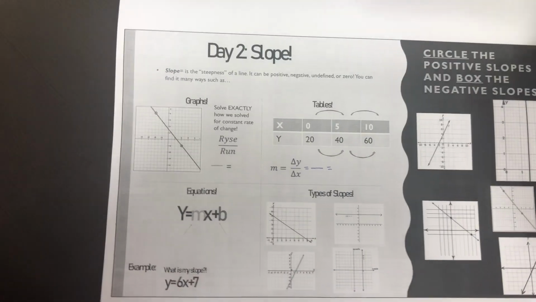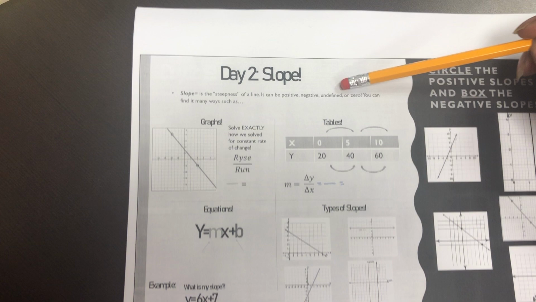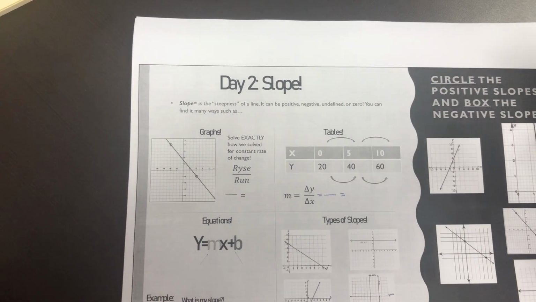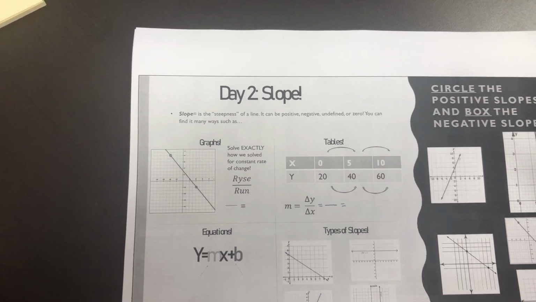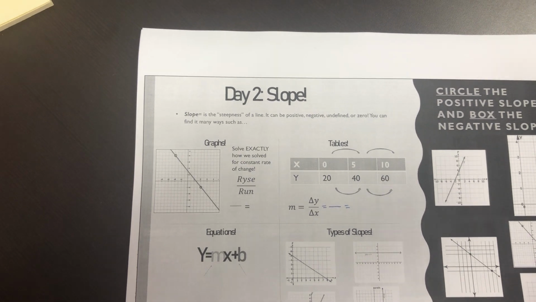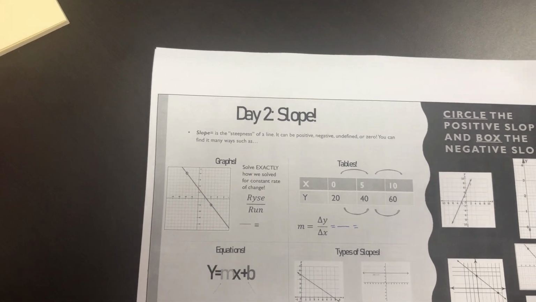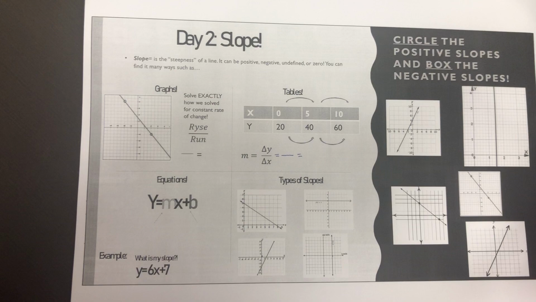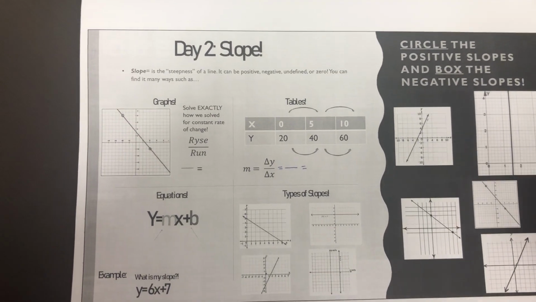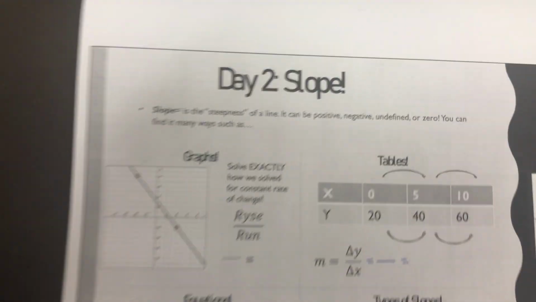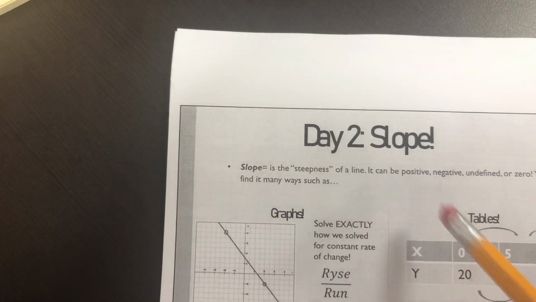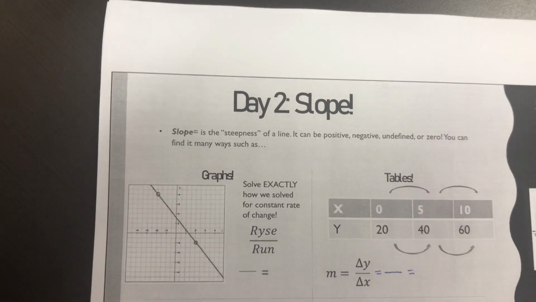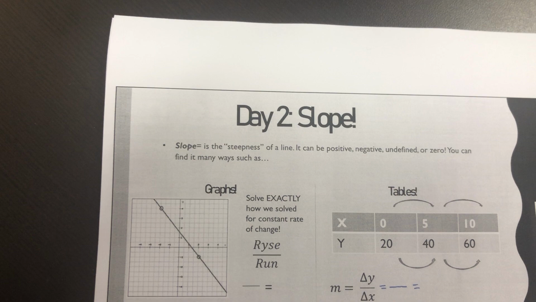Today on day 2, we're actually going to be practicing what is called slope, which is actually the exact same thing as what you learned yesterday when we were talking about constant rate of change. It's just that in 8th grade, they give it a new name. So if we look here, it tells you what slope is. Slope is just the steepness of a line, okay?